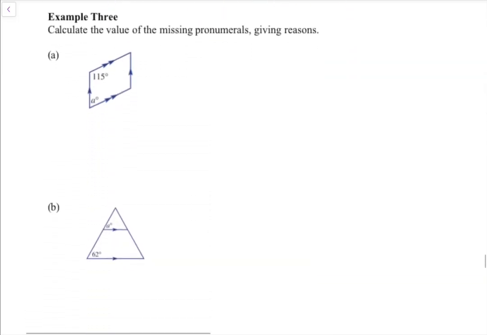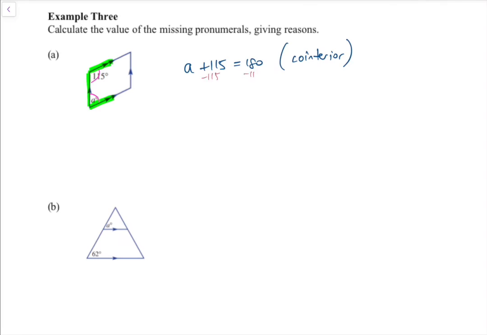Let's go to our third example. With our third example, I've got some parallel sides. There's one parallel side, there's another one, there's a line down there, so there's a C shape, which means that my two angles A and 115, they add to give 180. Because of the C shape, that's co-interior. Let's minus 115 to both sides. So I get 180 take away 115, which is 65.